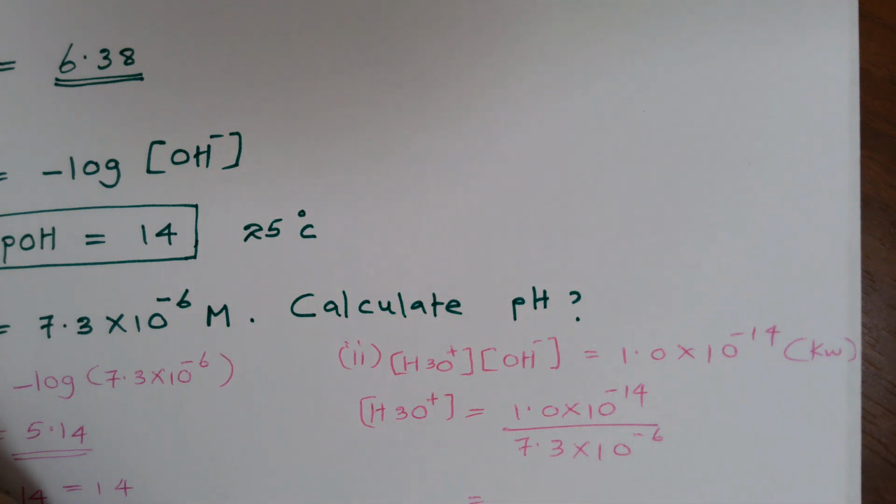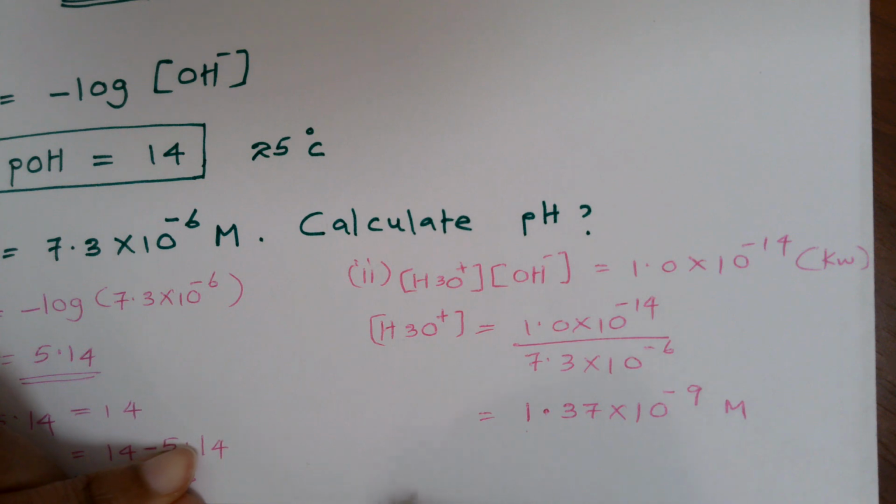Then the answer is: 1.0 times 10 to the negative 14, you need to divide by 7.3 times 10 to the negative 6. Then the answer is 1.37 times 10 to the negative 9. So this is your H3O+ concentration.